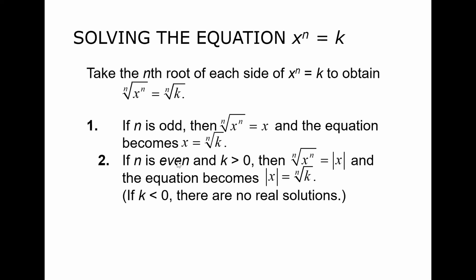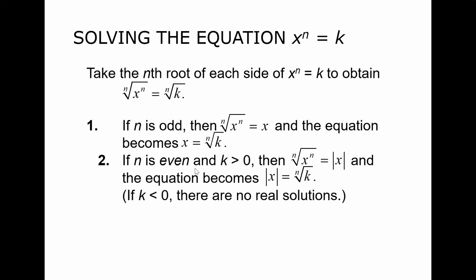Now, if n is even, we have some options. If k is greater than 0, then the nth root of x to the n is equal to the absolute value of x, and we get the absolute value of x is equal to the nth root of k. Okay, so that's going to be our answer. But if k is less than 0, guess what? We can't take that. There's going to be an imaginary number, so there are no real solutions. And so we're done.